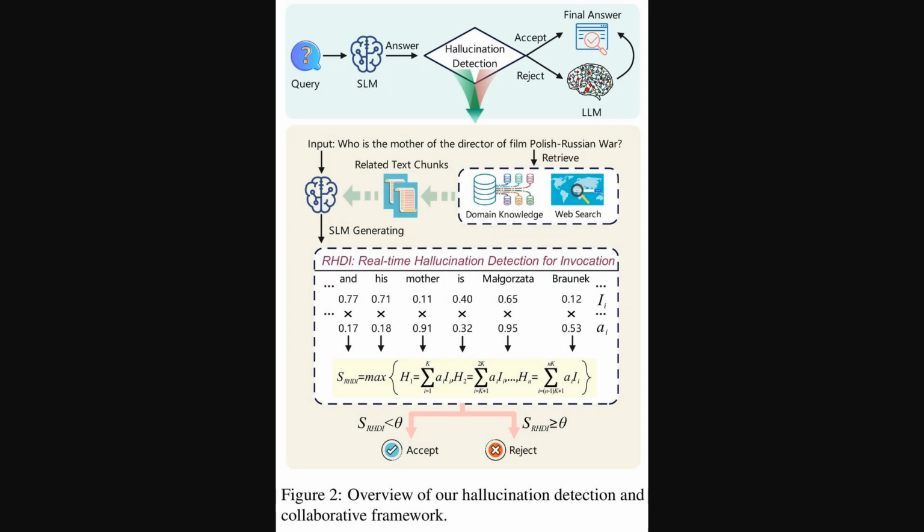This figure provides a great overview of their collaborative framework. At the top, a query first hits the small language model. Then, hallucination detection, using AttenHScore, decides to accept the answer or call the large language model. The bottom shows the small language model generating an answer, sometimes using Retrieval-Augmented Generation by pulling in related text. Here, the real-time hallucination detection for Invocation, or RHDI, checks tokens, essentially words or parts of words, by combining probability and attention scores. If this AttenHScore passes a threshold, it flags an error.